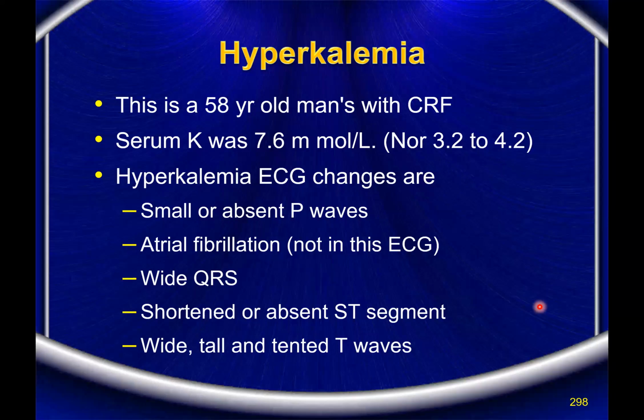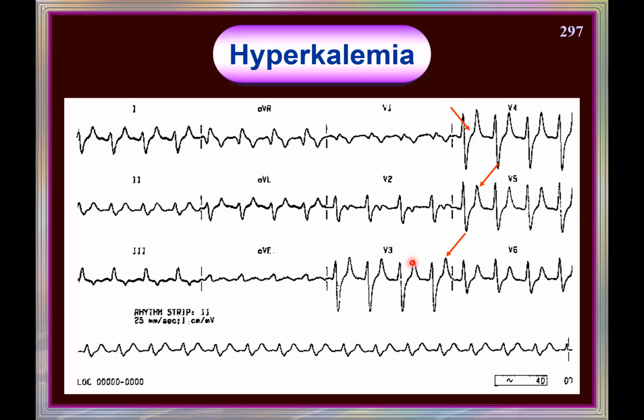A 58-year-old man with chronic renal failure had serum potassium of 7.6, normal being up to 4.5 or whatever it is. Hyperkalemia ECG: smaller or absent P waves. Yeah, P waves are not discernible very much.